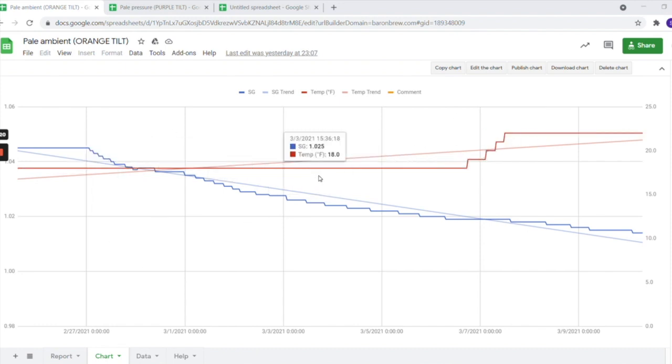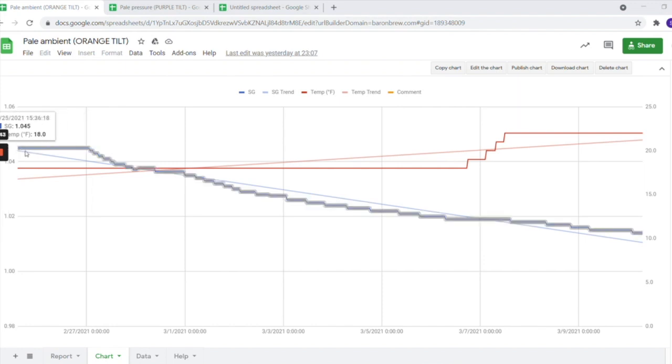So now let's look at the blue curve, which is our specific gravity curve. And the first thing to look at is the lag time that we got for the yeast. So the lag time is the time from when you pitch the yeast into the fermenter up until the time when fermentation actually starts, or when your yeast actually gets into action.